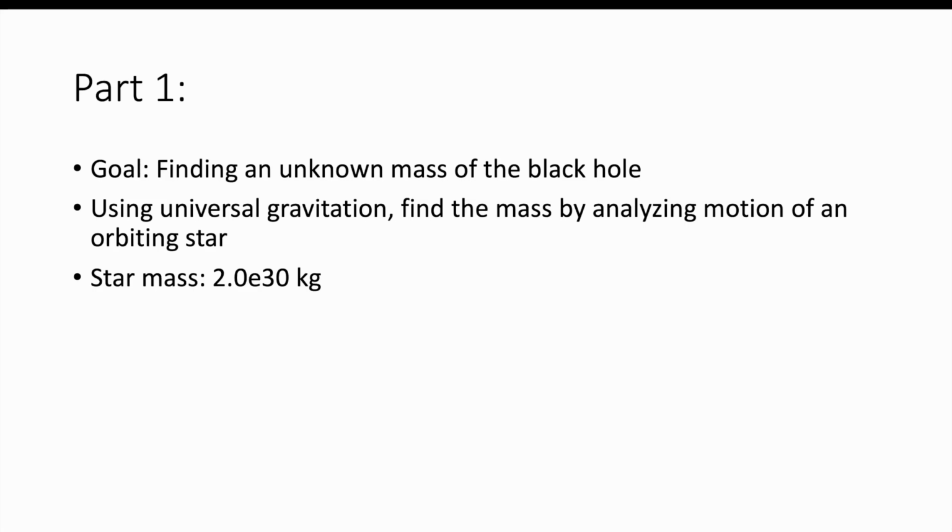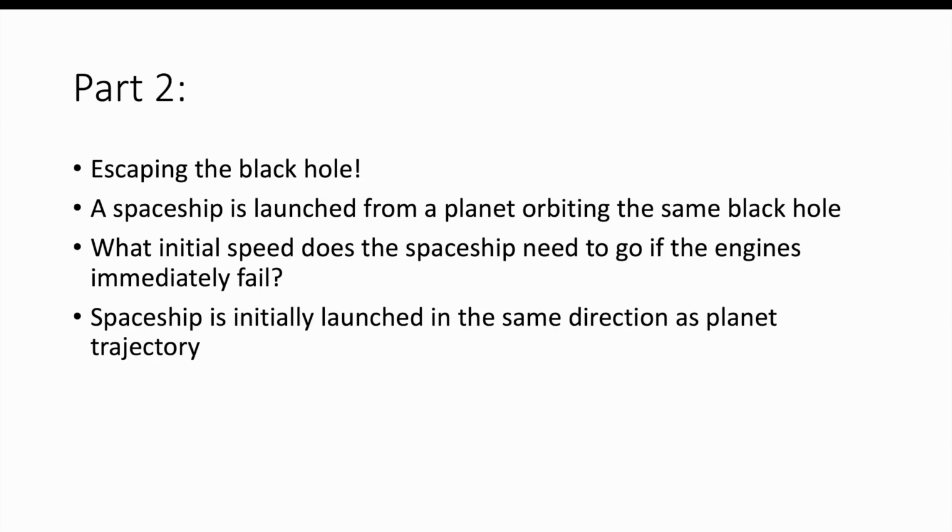So part one of the lab was finding the unknown mass of a black hole by analyzing the motion of an orbiting star in a computer model, and the star mass was 2 times 10 to the 30th kilograms. Part two of the lab was making a model in which you could escape the black hole if you were on a spaceship launched from a planet orbiting the same black hole, and your velocity was in the same direction as the planet's initial velocity.